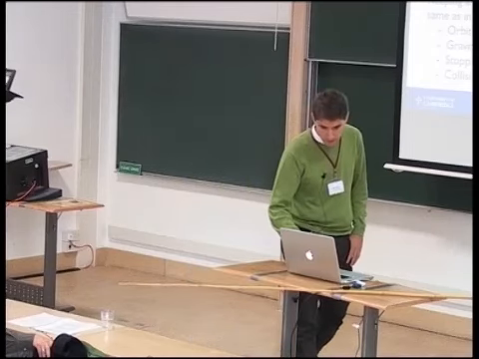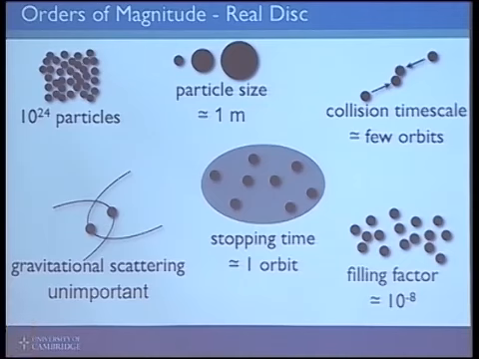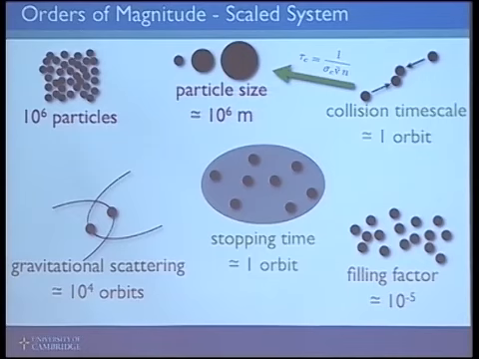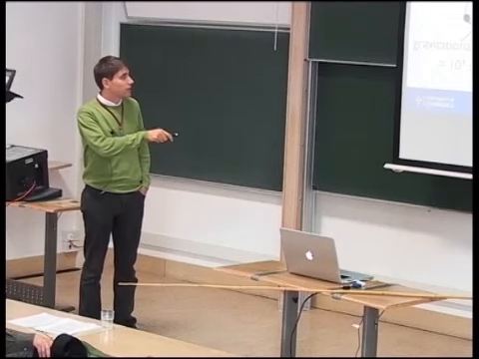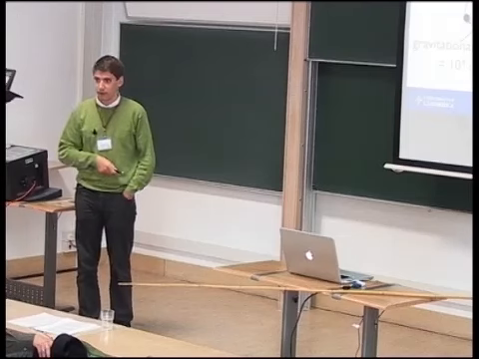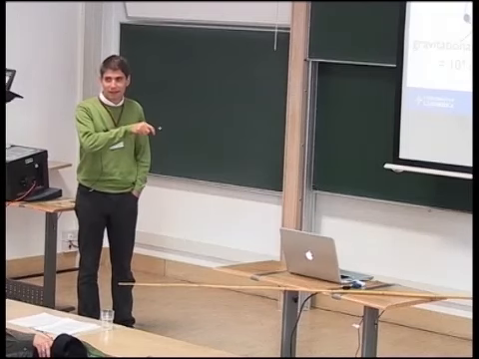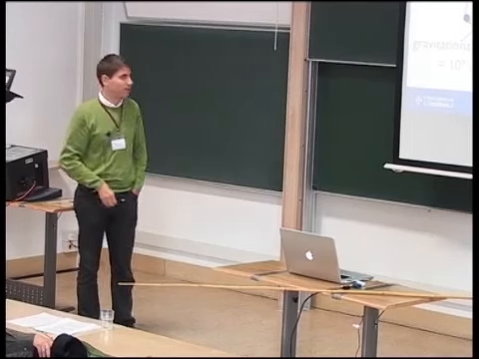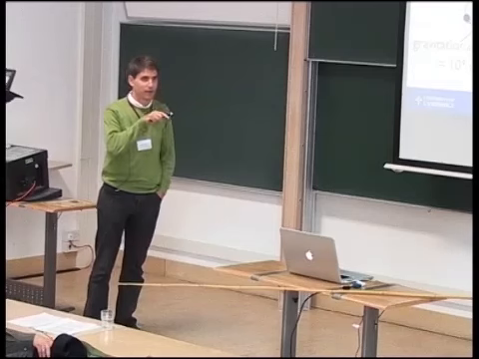Okay, so let me go back to my first plot of the orders of magnitude. So this is what we had in the beginning. And now we're moving to the scaled system. So there are a lot of things that change. The number of particles goes down, as I said. And when the particle number goes down and I want to keep the surface density fixed, the mass of each particle increases, and therefore gravitational scattering could become important. So you see it went from 10 to the 21 to 10 to the 4. So we have to keep that in mind. Whenever this gets close to any other scale in the system, then we have a problem. Because in a real disk, this is not important, so we don't want that.